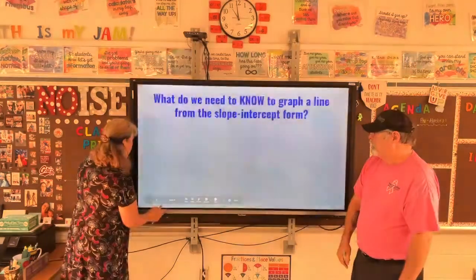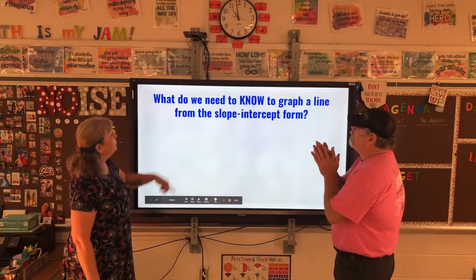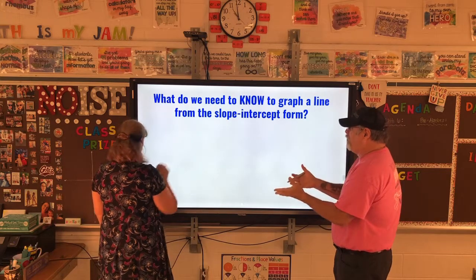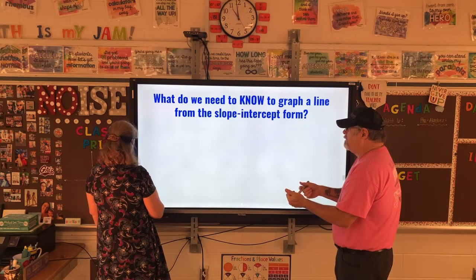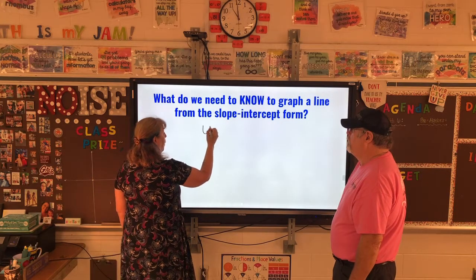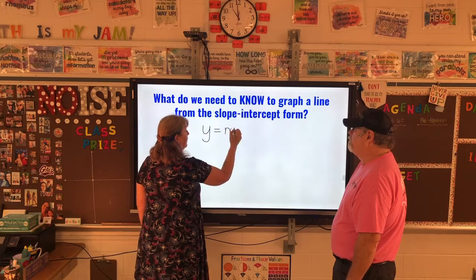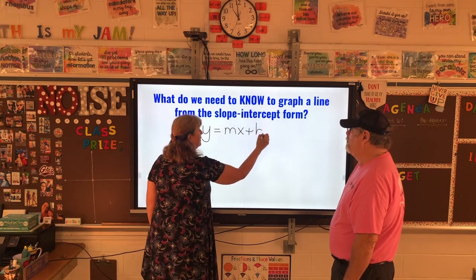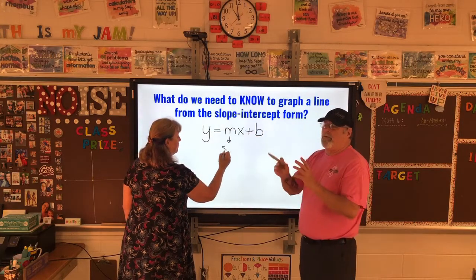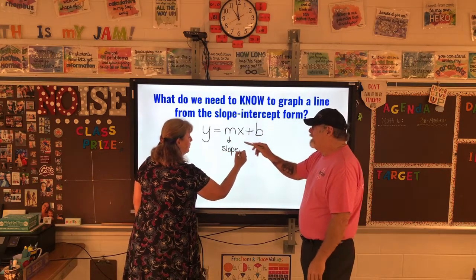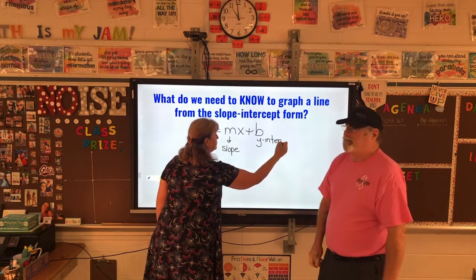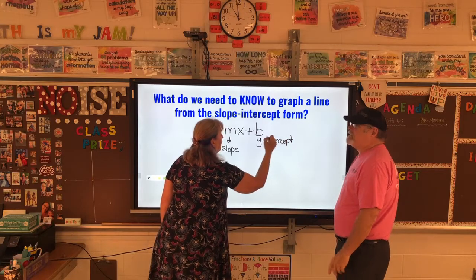All right. Okay, so what do we need to know to graph a line from the slope-intercept form? Well, first, I guess we should use the equation, right? So we're going to need the equation. Yes. y equals mx plus b. And again, just quick, I know you already know this. m is the slope, x is the point on the x-axis, y is the point on the y-axis, and b is the biggie, it's the y-intercept. Where the line crosses that magical y-axis.